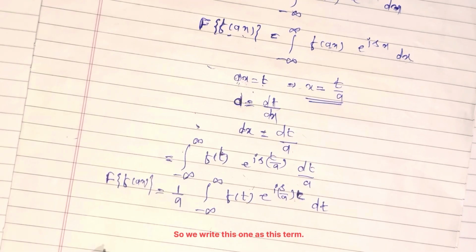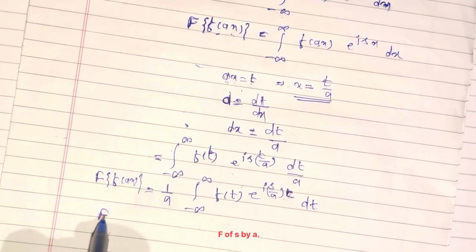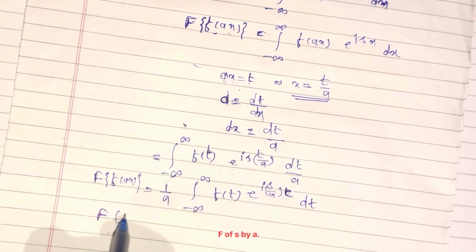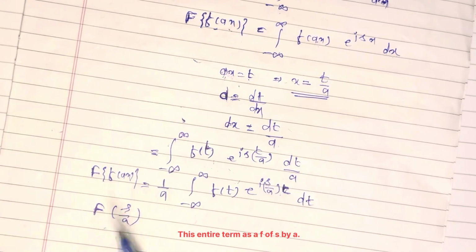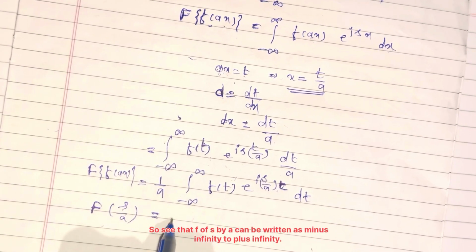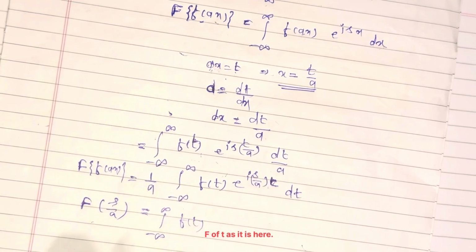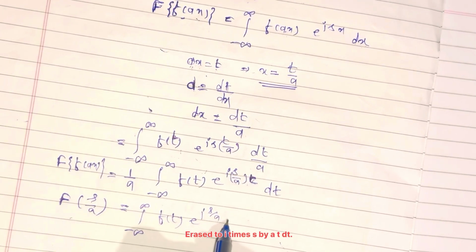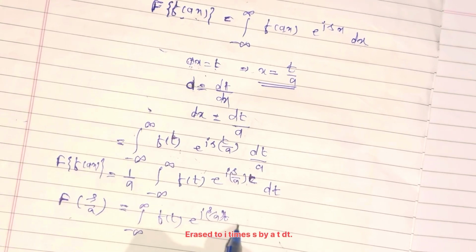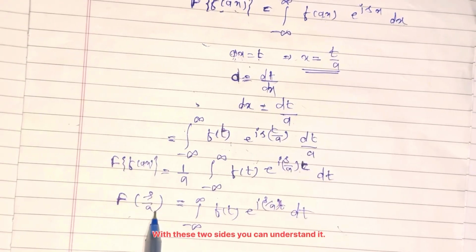So we write this term s by a as F of s by a. So we write this entire term as F of s by a. See that F of s by a can be written as minus infinity to plus infinity f of t as it is here, e raised to i times s by a t dt. So if you compare these two sides with these two sides, you can understand it.